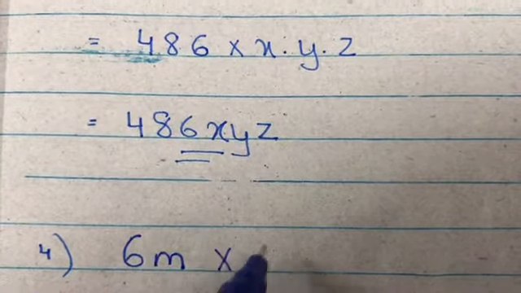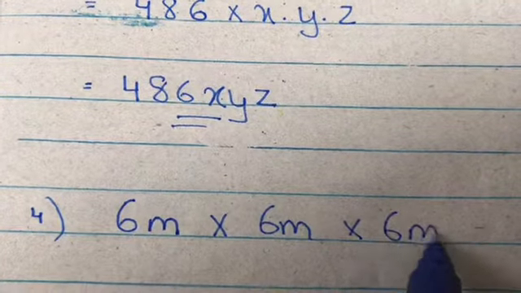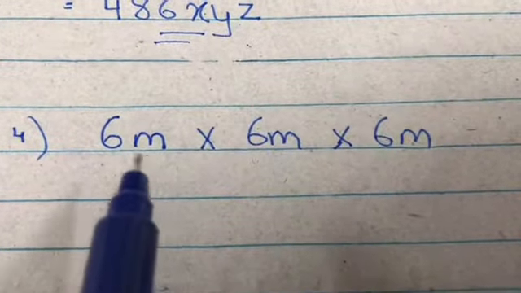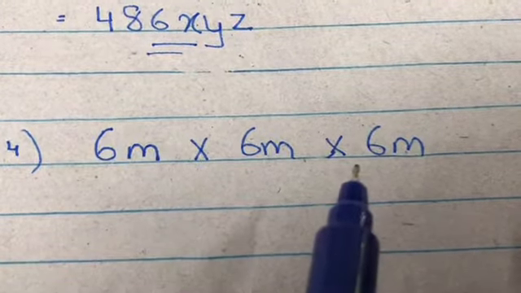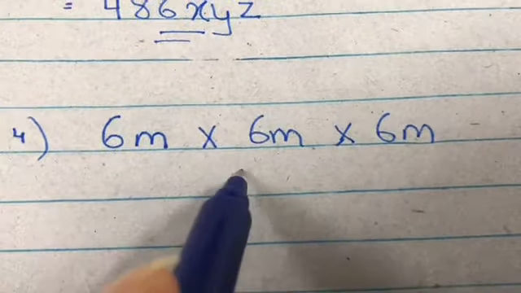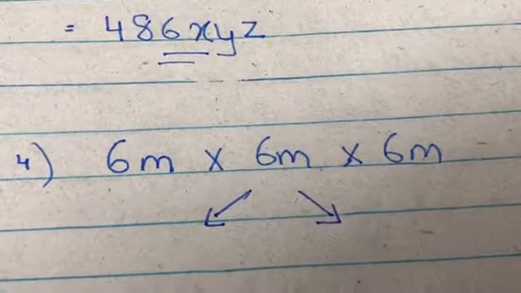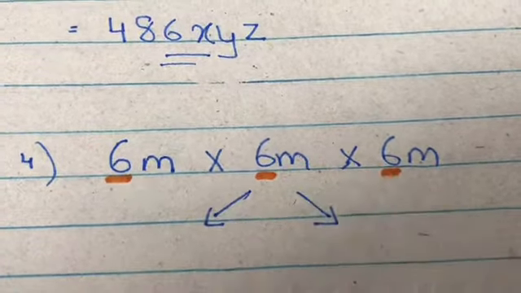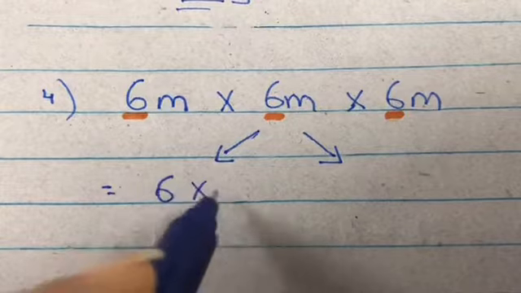6m times 6m times 6m. So what do you do now? First you see whether there's any plus or minus in the sum. No, there isn't. It's all multiplication, right? So in multiplication, the first thing you have to do is separate the numbers and separate the alphabets, right? So numbers are 6, 6, and 6. Make sure you underline so you do not miss out any number or any letter. 6 times 6 times 6.